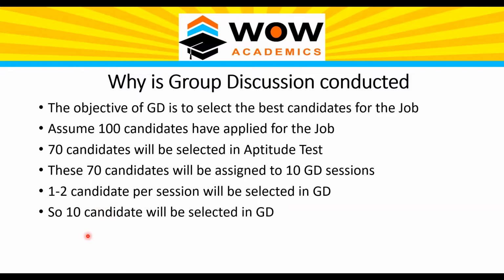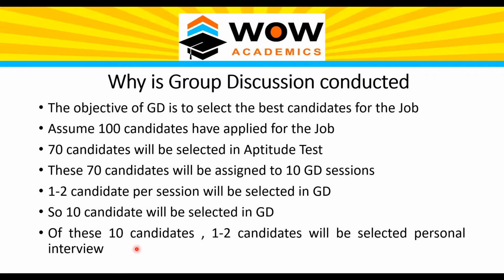So usually out of the 70 candidates who will sit for the group discussion, somewhere between 10 to 15 candidates might be shortlisted for the interview round. So these are the people who are going to go for the interview round. And out of this interview round, only 1 or 2 candidates, or 3 or 4 candidates, will be selected. So you can see here, out of 100 candidates who have applied for a job, only 3 or 4 candidates will be actually selected. So group discussion is an amazing technique to reduce a large number of candidates, right?